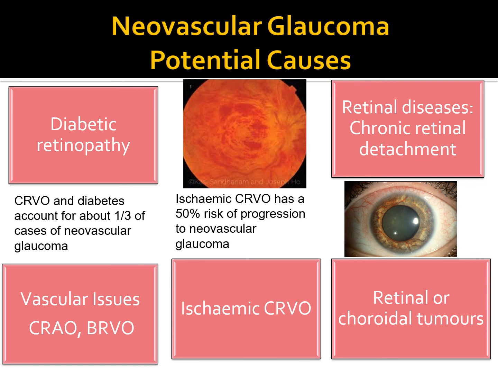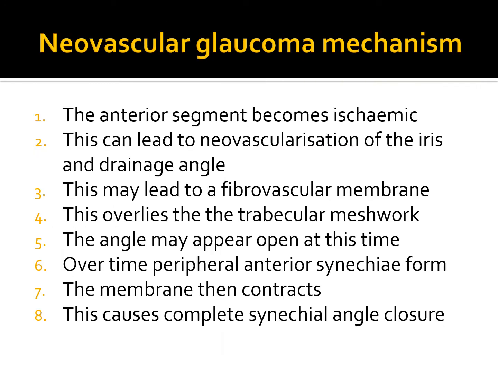And then there are neovascular glaucomas: diabetic retinopathy, vascular issues, branch vein occlusion, ischemic central vein occlusion, retinal diseases, chronic retinal detachments, retinal or choroidal tumours. They'll all basically produce these sort of things. So you've got to be on your guard. I don't think we see many of these things. When you see an eye like that on the right with all that neovascularization on the iris, you're thinking that patient's going to be under the care of secondary care anyway.